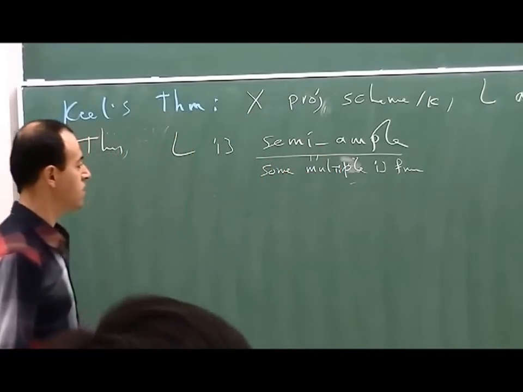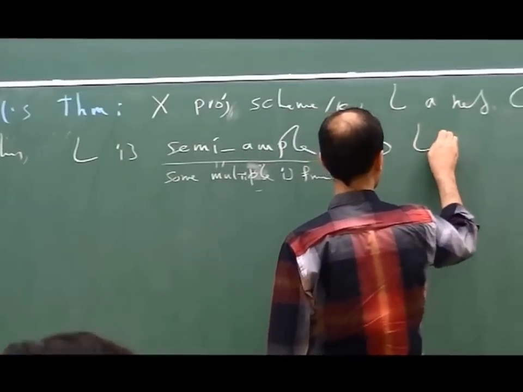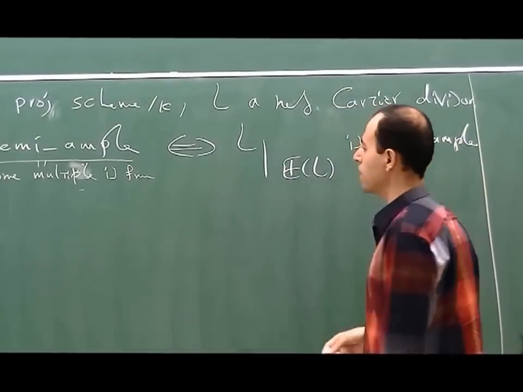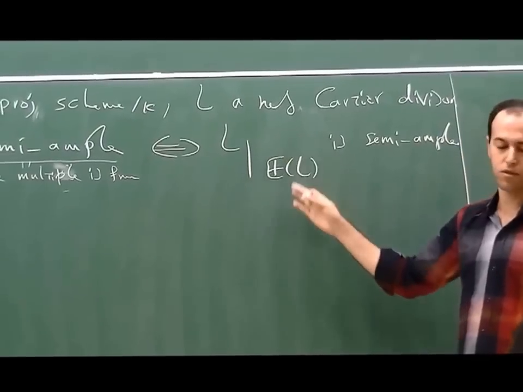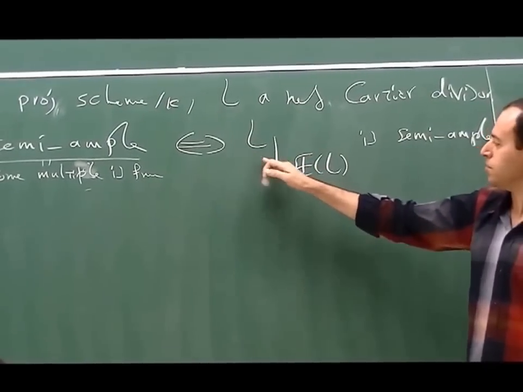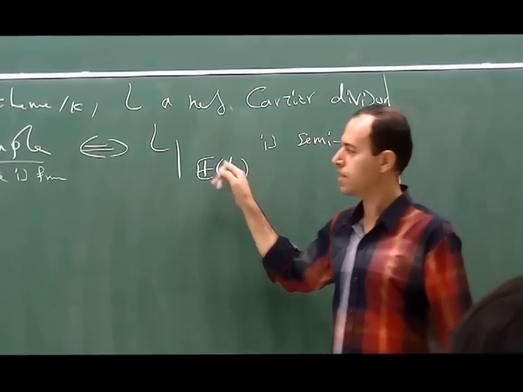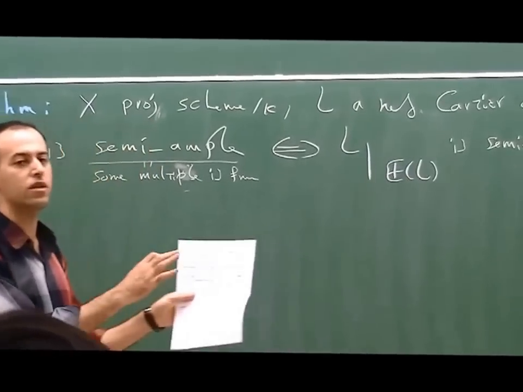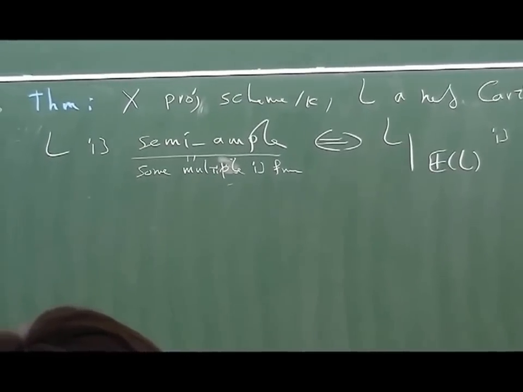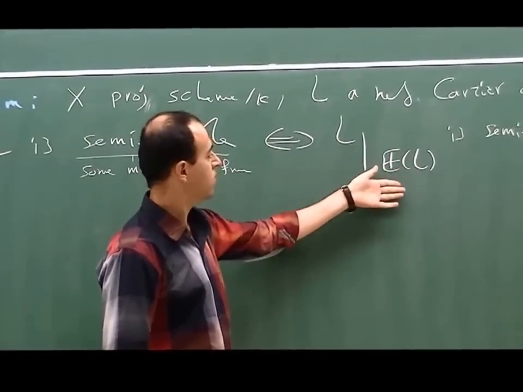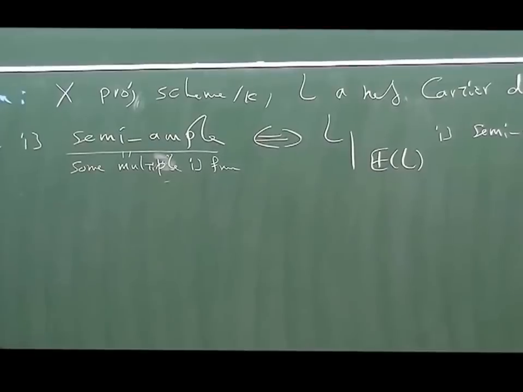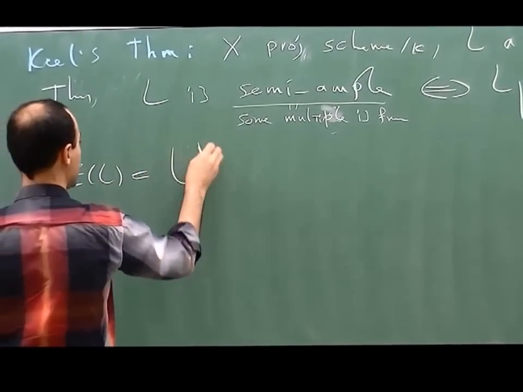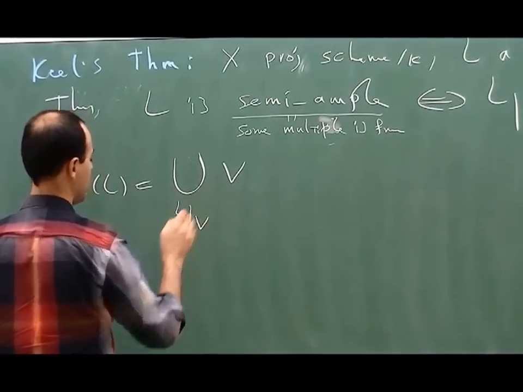The same thing, some multiple is free if and only if the restriction of L to the exceptional set is semi-ample. So in other words, if some multiple of L is free, of course the restriction will be free. But the important thing is that if some multiple of L restricted to this closed set is free, then you can lift it to freeness on the whole space. This set, in many cases, would be much smaller than the whole space. So you can lift this global generation from this maybe small closed set to the whole space. And maybe I'll quickly remind you that this set is the union of all the integral subschemes B such that L restricted to B is not big.